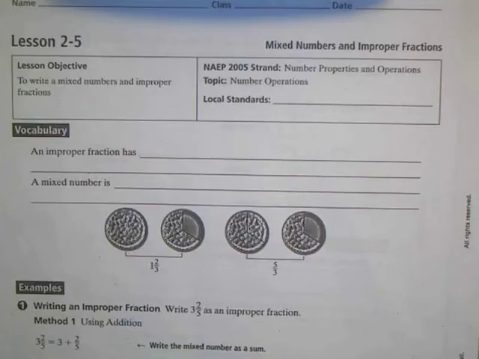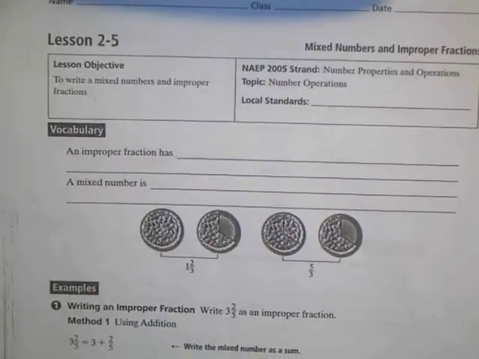What we'll be doing in this section is writing mixed numbers and improper fractions, basically converting between the two. Okay, we just have a couple of definitions today.